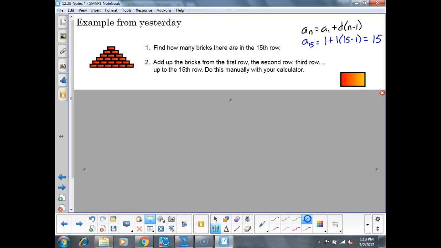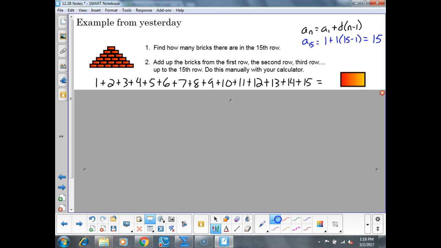In the first row, we said that there was 1 brick. Then 2, then 3, 4, 6, 7, 12, 13, 14, 15. Find out how many bricks we use.